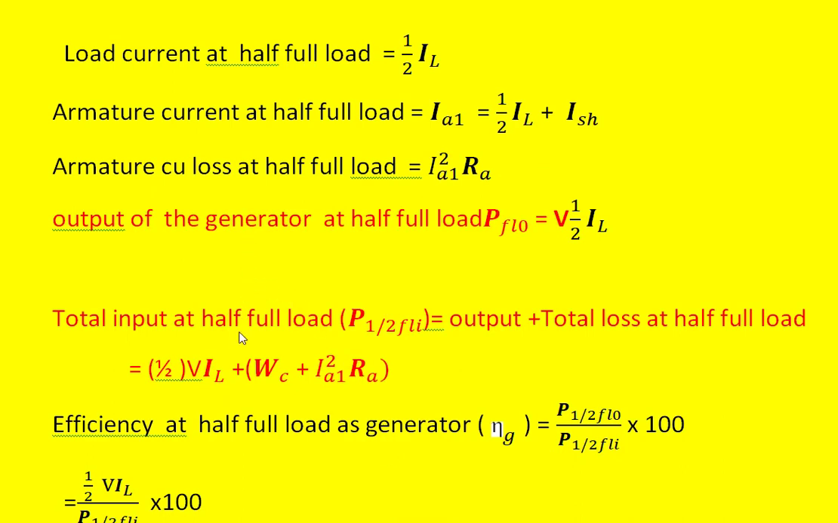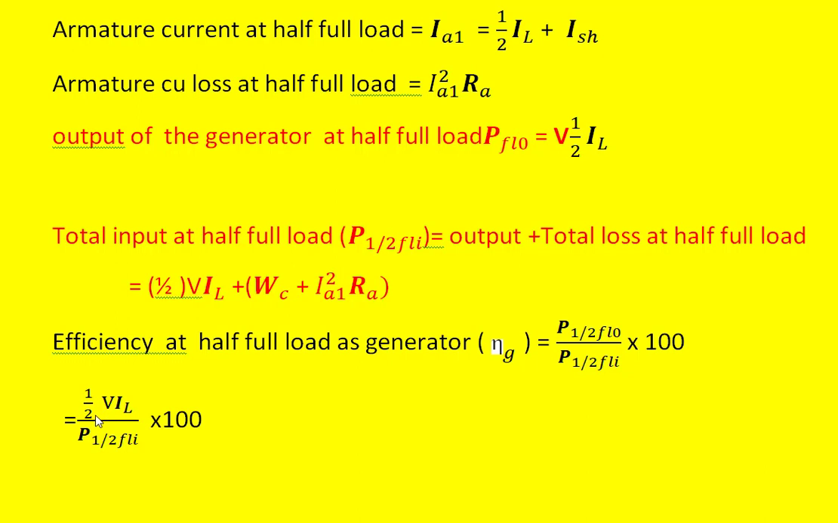So we know the input and we know the output. So we can calculate the efficiency of the DC generator at half full load. That is, eta G is equal to P half FLO divided by P half FLI into 100. Once we substitute the values, half VIL is the output power, and we know the input power from this. Once we substitute that value here and multiply by 100, we get the efficiency of the DC generator at half full load condition.